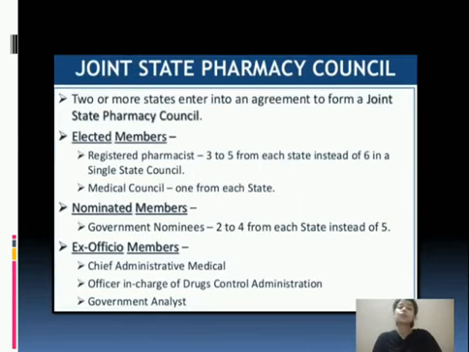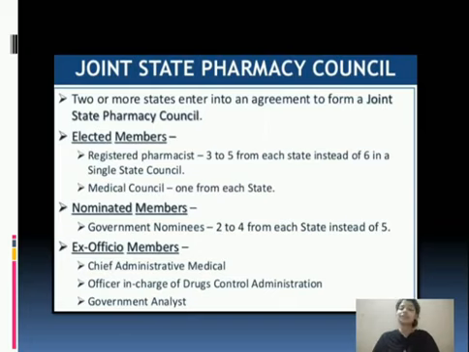Now talking about Joint State Pharmacy Council, as I told you in my previous slide, when 2 or more states enter into an agreement to form a Joint State Pharmacy Council, that time a Joint State Pharmacy Council is mainly formed.